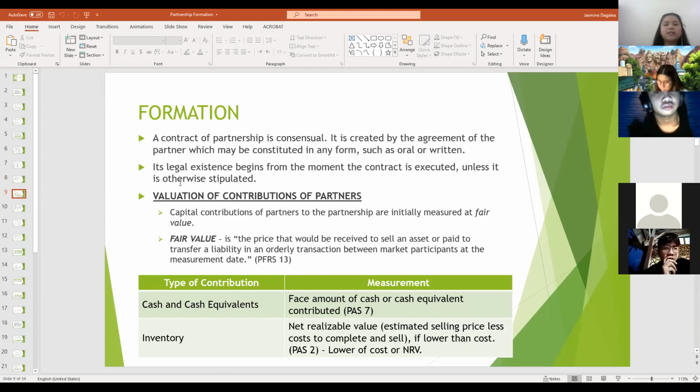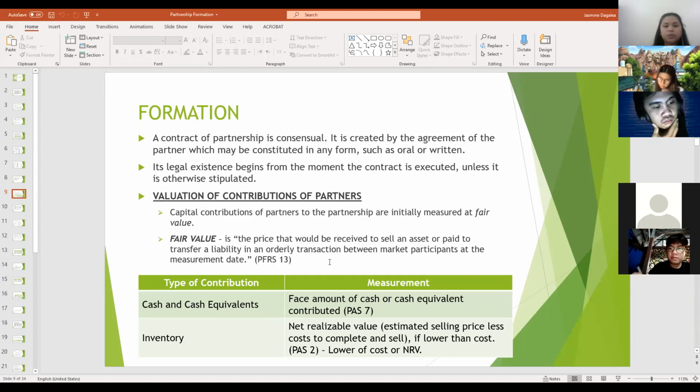Now we will discuss the valuation of contributions of partners. This is very important. Capital contributions of partners to the partnership are initially measured at fair value. It is not cost or historical cost. It should be measured at fair value. Fair value is the price that would be received to sell an asset or paid to transfer a liability in an orderly transaction between market participants at the measurement date. So it is like the market value, what its worth is at this point in time.